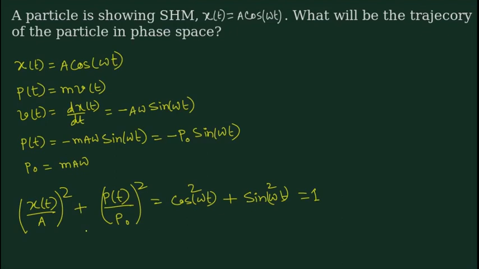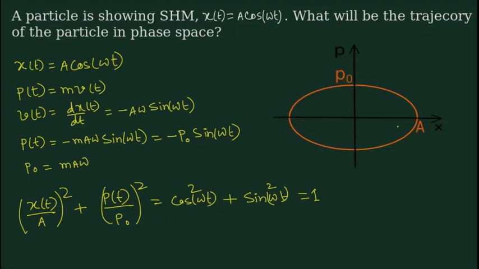Okay, so if we draw the diagram of an ellipse, it cuts the x-axis at x equal to A and it cuts the y-axis at p equal to p naught. Okay.